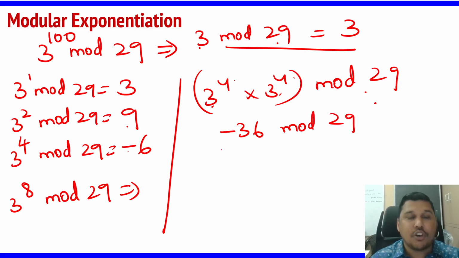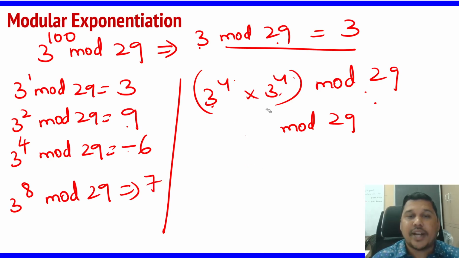What is the value of 36 mod 29 here? You have to first find out 36 mod 29. Minus 6 into minus 6 is 36. 36 mod 29 is directly 7. That is the smallest value we have. So this value becomes 7.